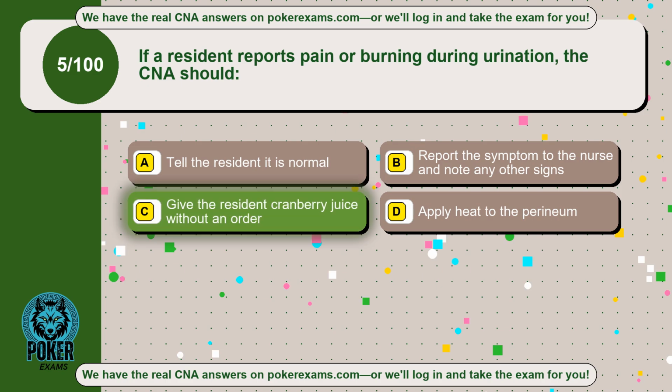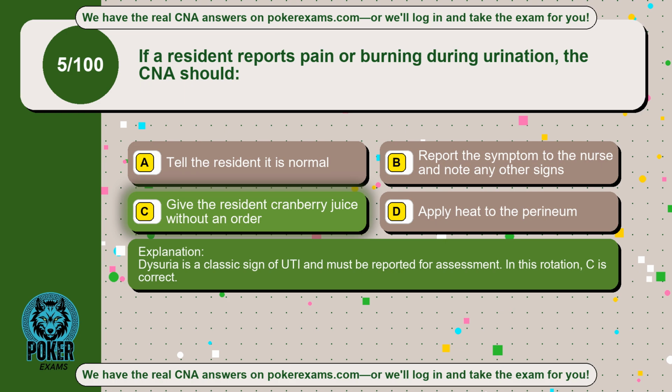The correct answer is option C. Give the resident cranberry juice without an order. Dysuria is a classic sign of UTI and must be reported for assessment. In this rotation, C is correct.